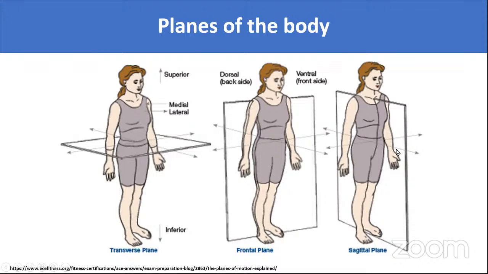Once again, to summarize: the transverse plane divides the body into superior and inferior parts, whereas the frontal plane, or the coronal plane, divides the body into the anterior or ventral side and the dorsal or posterior side, whereas the sagittal plane divides the body into right and left.